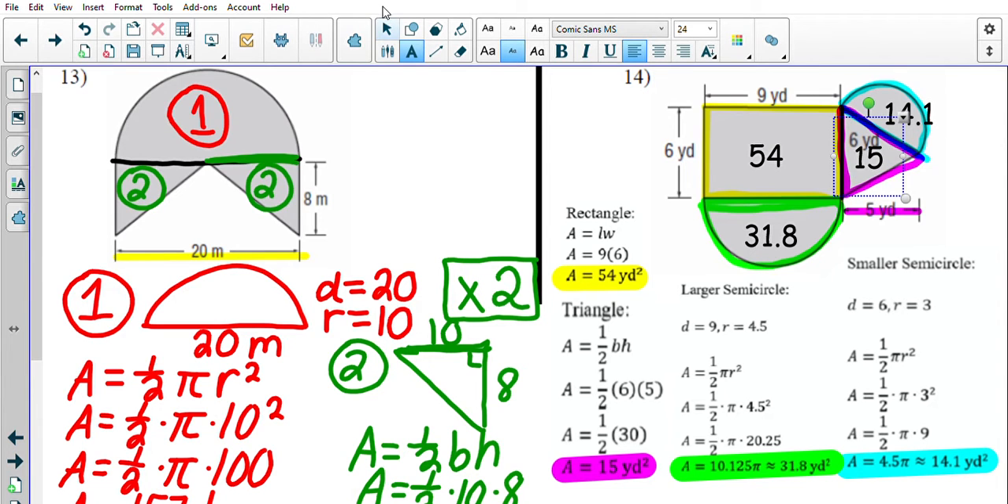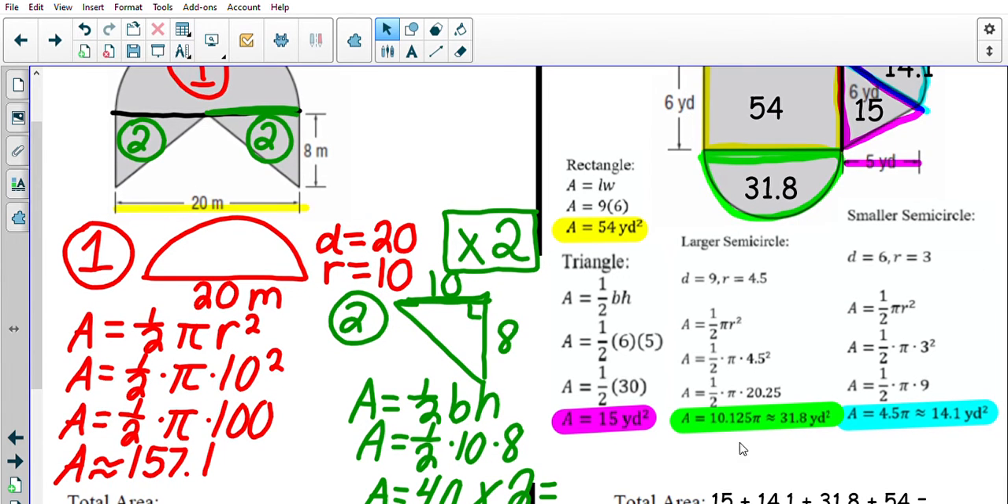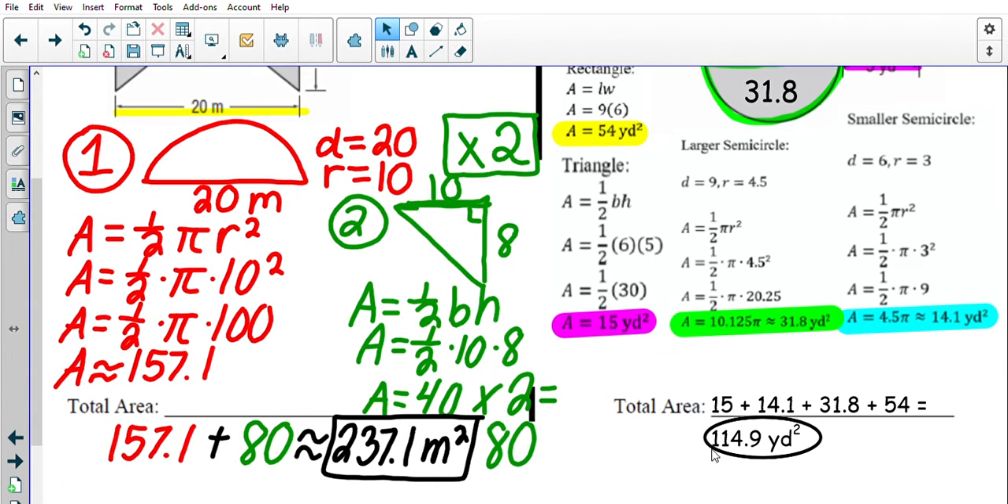To find our total area of this weird looking shape we have here, we're going to add 15 plus 14.1 plus 31.8 plus 54. It doesn't matter which order you add them up in. Your total area should be 114.9 yards squared.